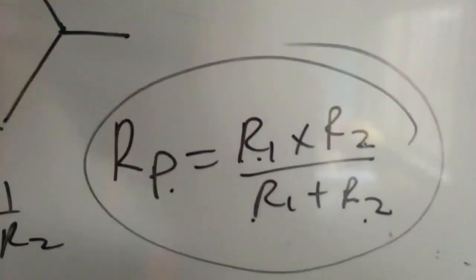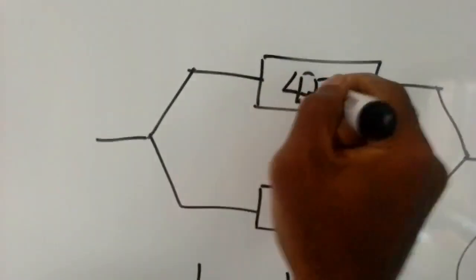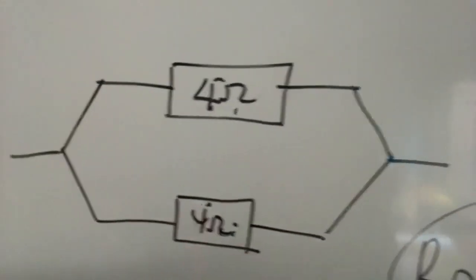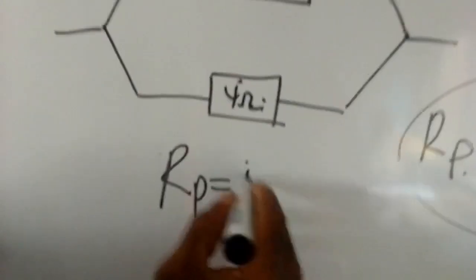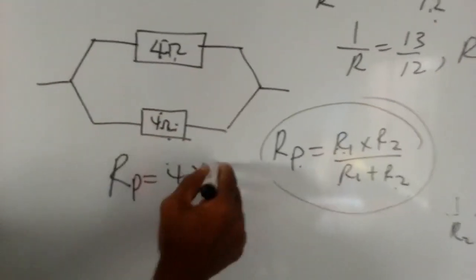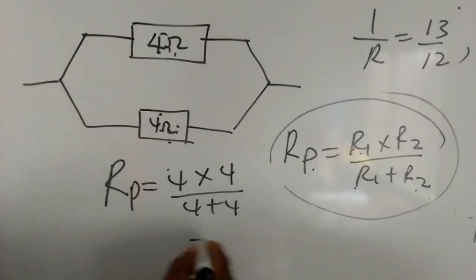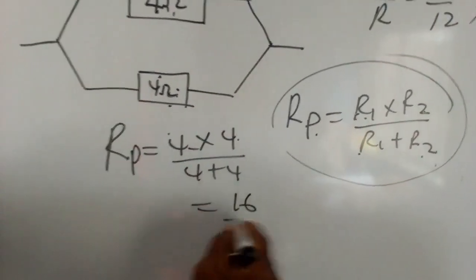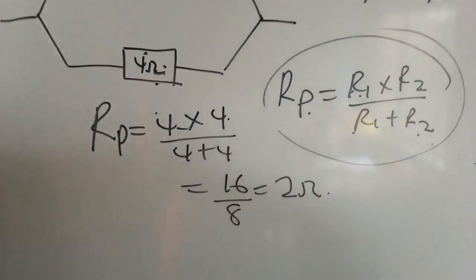For instance, if R1 is 4 ohms and R2 is also 4 ohms, how can I find the equivalent? I'll apply this formula. R total becomes 4 times 4 all over 4 plus 4. That will give us 16 over 8, which is 2 ohms, making the solution easier for us.